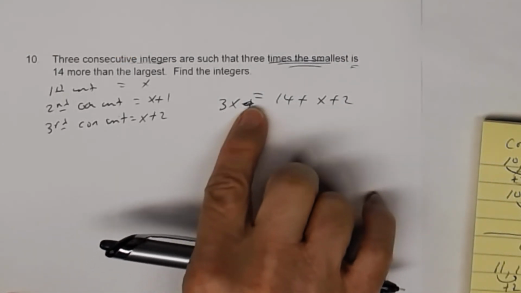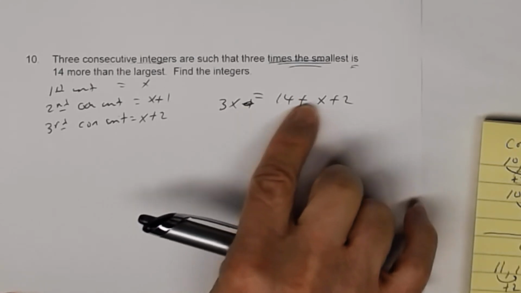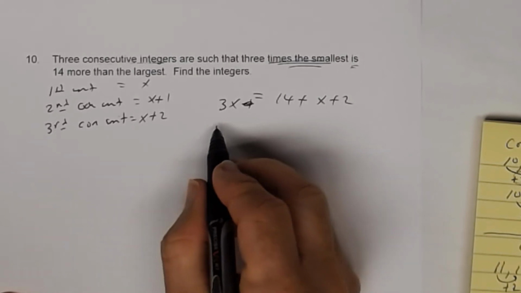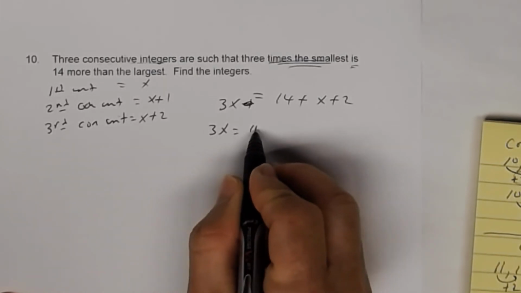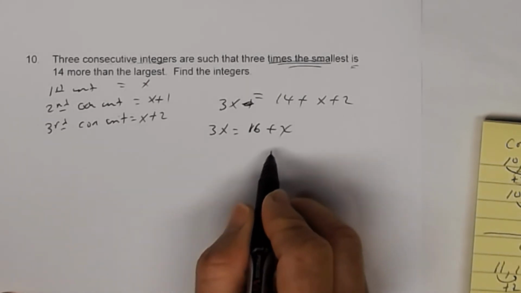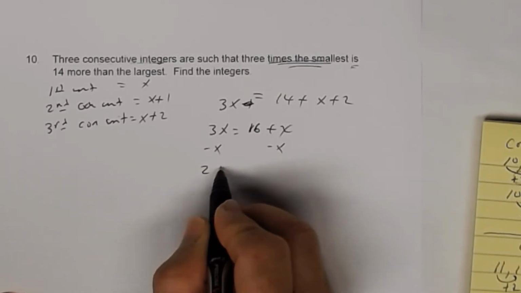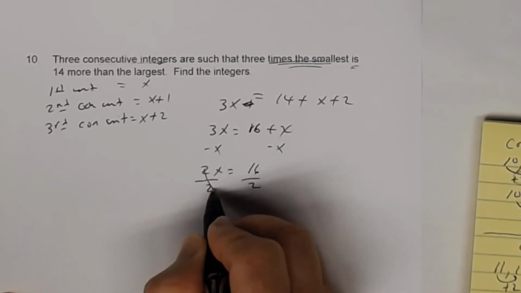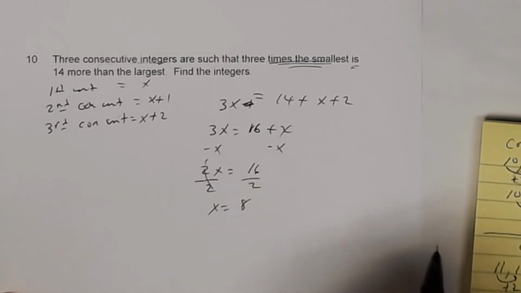3 times the smallest is 14 more than the largest, and the largest is x plus 2. Okay, combine like terms, I get 3x equal 14 plus 2 is 16, so I get 16 plus x. Subtract x from both sides, I get 2x equal 16, right? Divide both sides by 2, I get x to be 8.